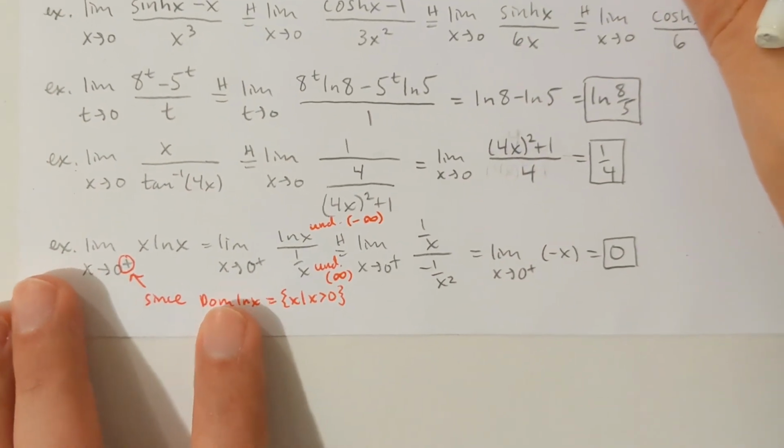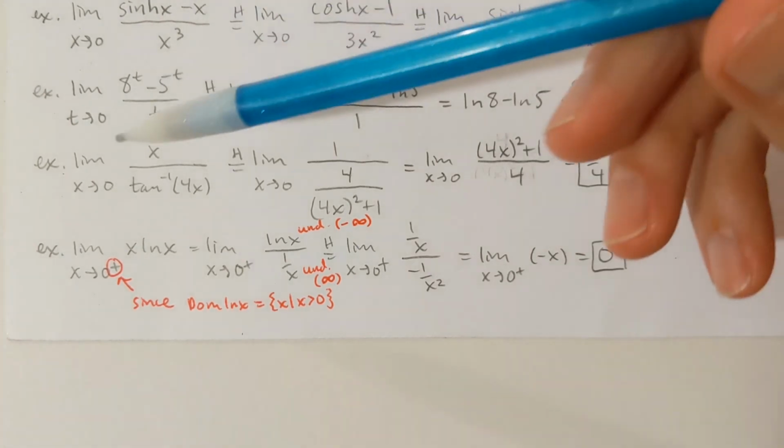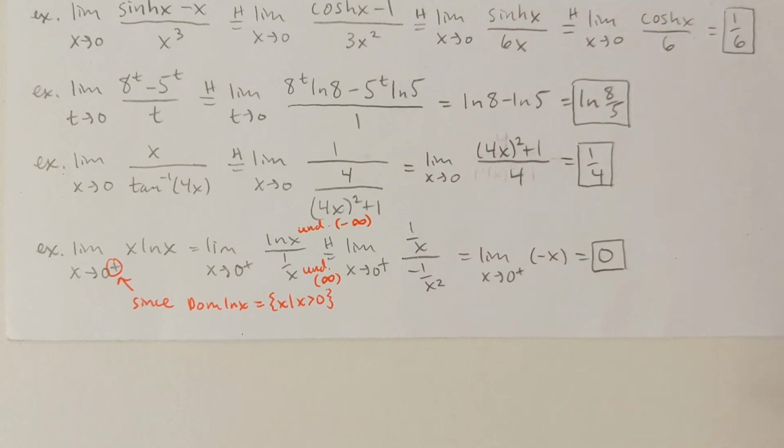Obviously, no tables, right? Because that's you're estimating a limit. We don't want to be guessing the answers. We want to know for sure what the answer is, right? So why don't we just do one more here in this video?